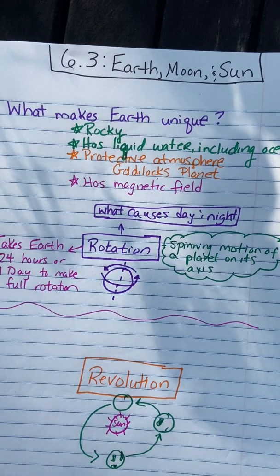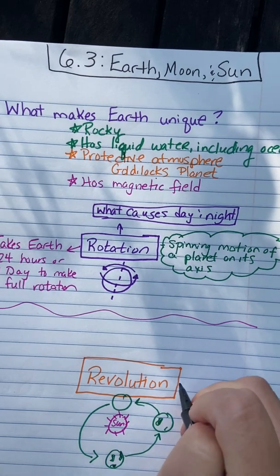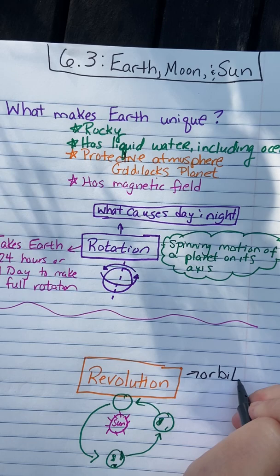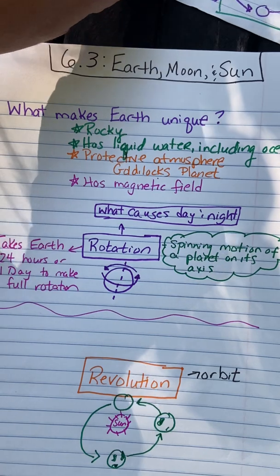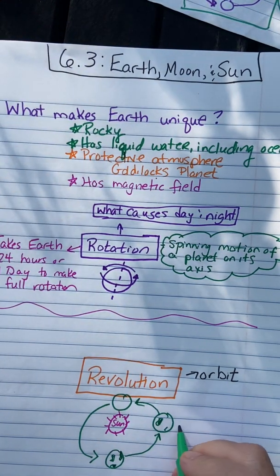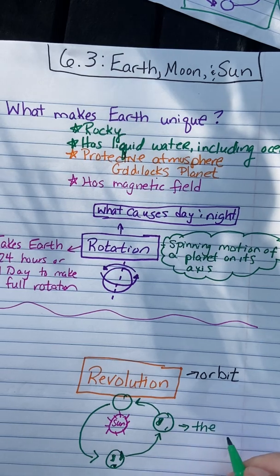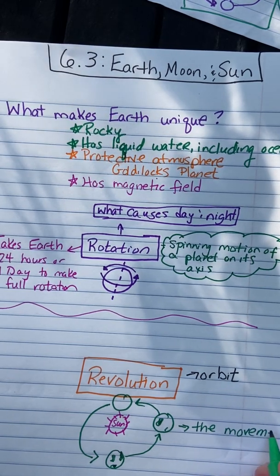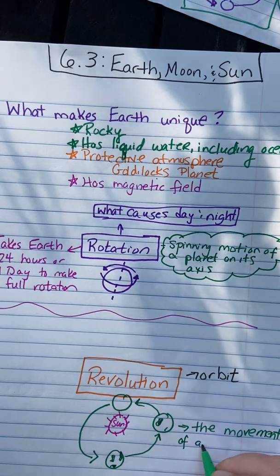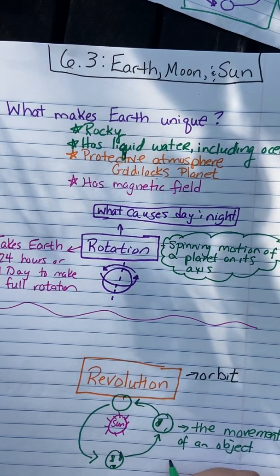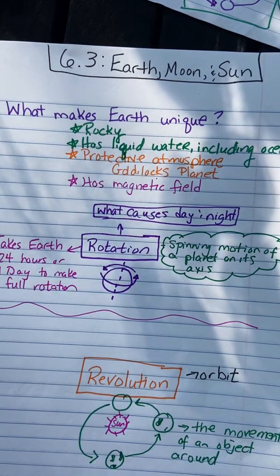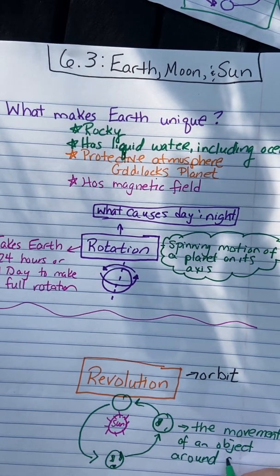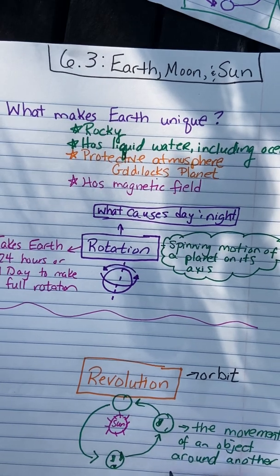The moon revolves around us. So that is another term that we use. Instead of revolution, we often say it orbits, okay? And what is the definition of revolution? The technical definition is the movement of an object around another object. And in 6.3, we're going to be focusing on two movements, the Earth around the Sun and the Moon around Earth. But technically, it's the movement just of any object around another object.